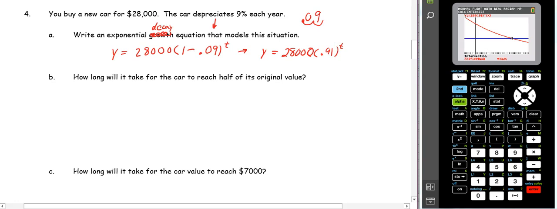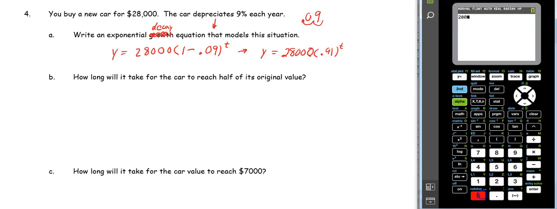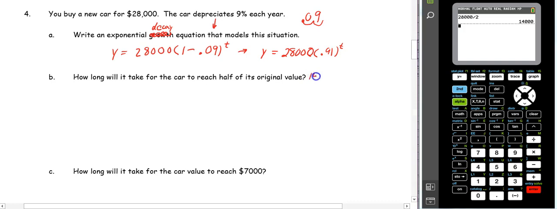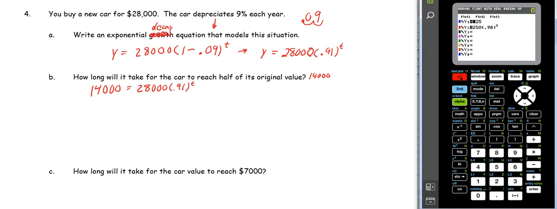So we want to know how long it's going to take for the car to reach half its original value. So we're going to take 28,000 and divide by 2. So we want to know when the car is going to reach 14,000. So we're going to set 14,000 equal to 28,000 times 0.91 to the t power. So we're going to go to y equals, and in y1, we're going to put 14,000. And in y2, we're going to put 28,000 parentheses 0.91 to the power of t.